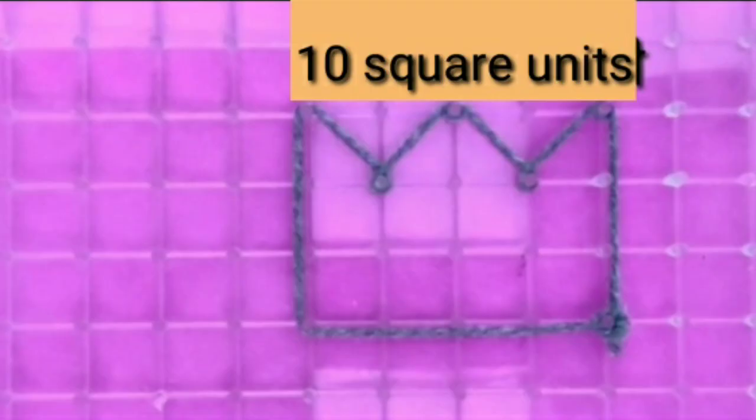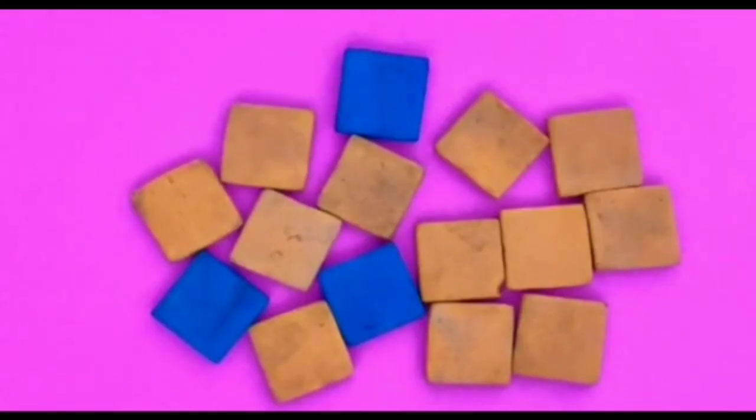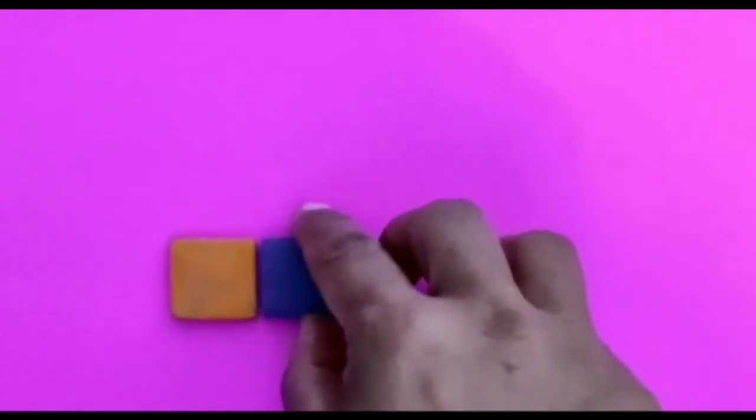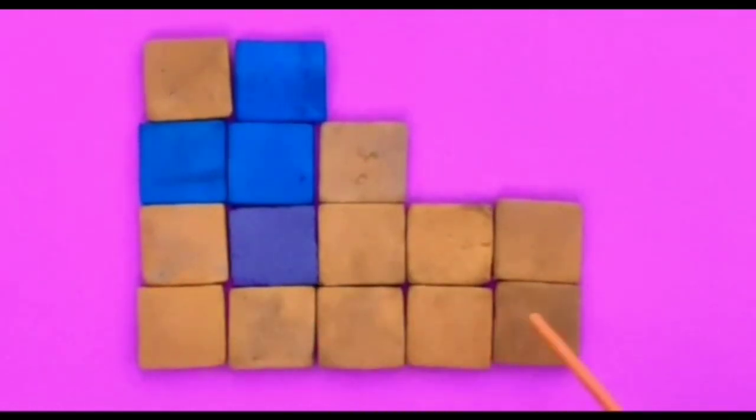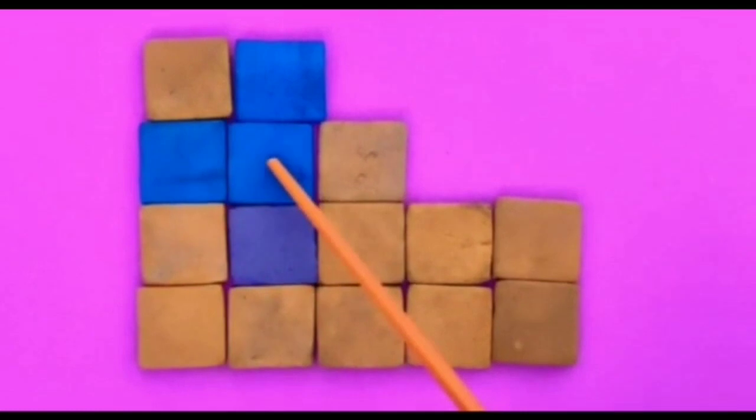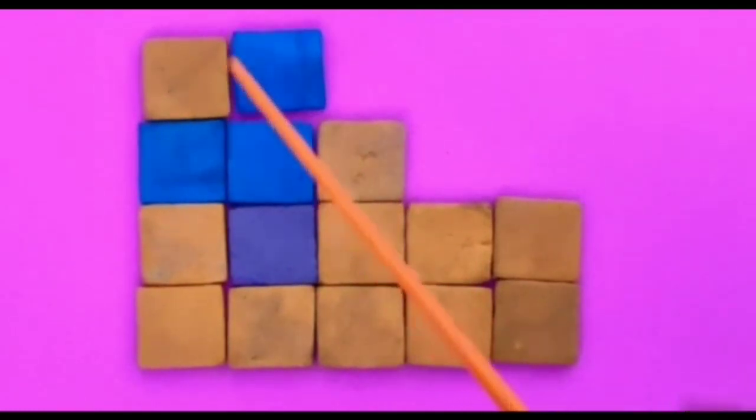Now our next question is: draw your favorite figure according to the given number of square boxes. Here we have given 15 square boxes. Now we will make a figure in which the number of square boxes will be 15. I have made this figure. Now let's count the number of square boxes. 1, 2, 3, 4, 5, 6, 7, 8, 9, 10, 11, 12, 13, 14, 15.